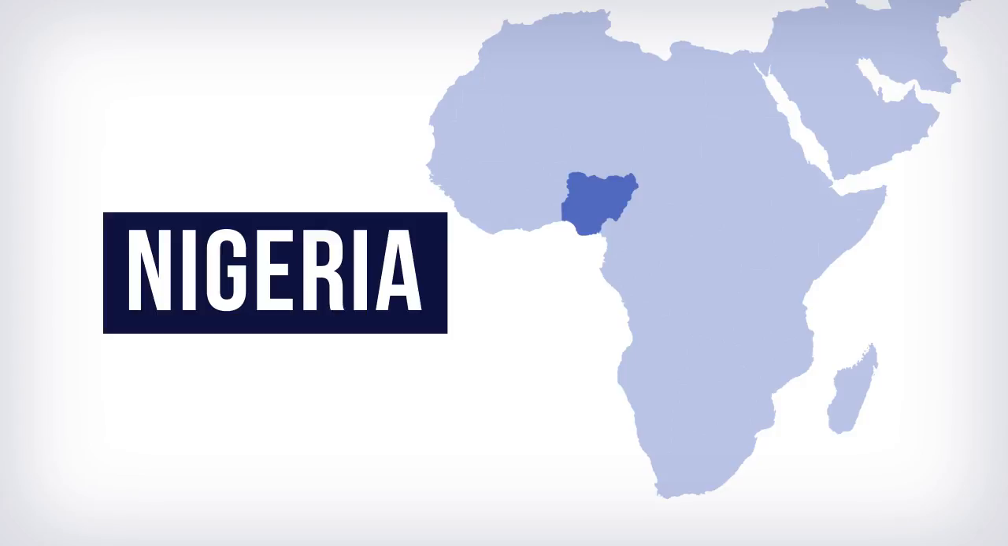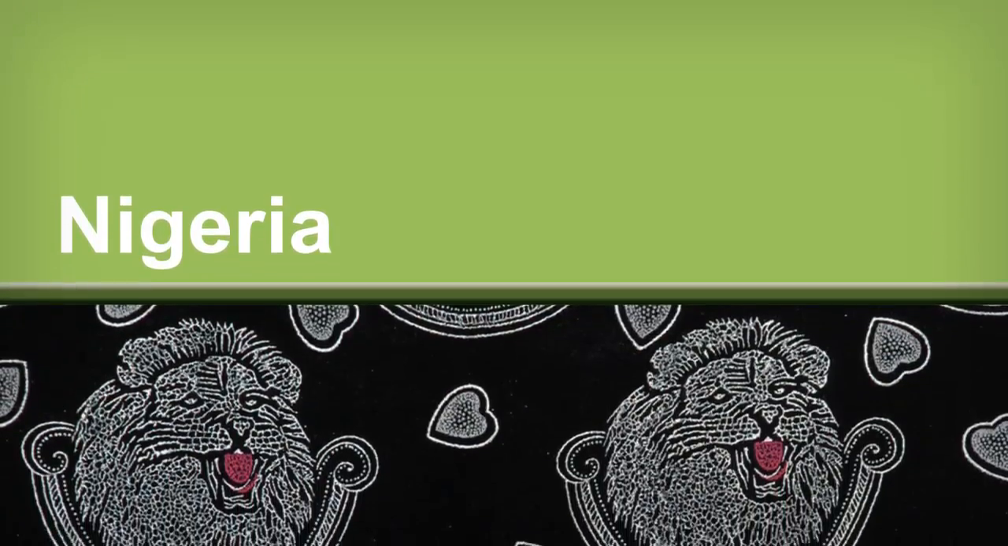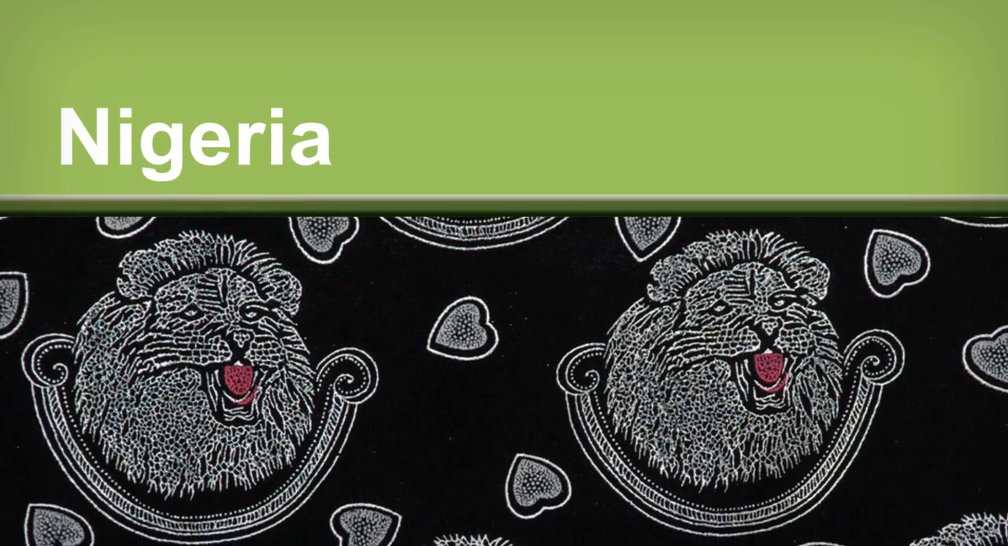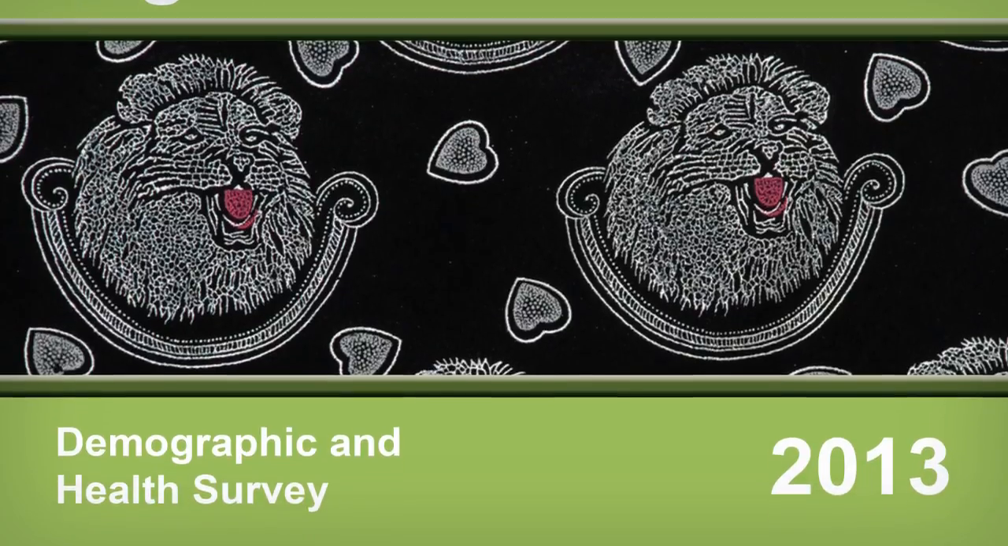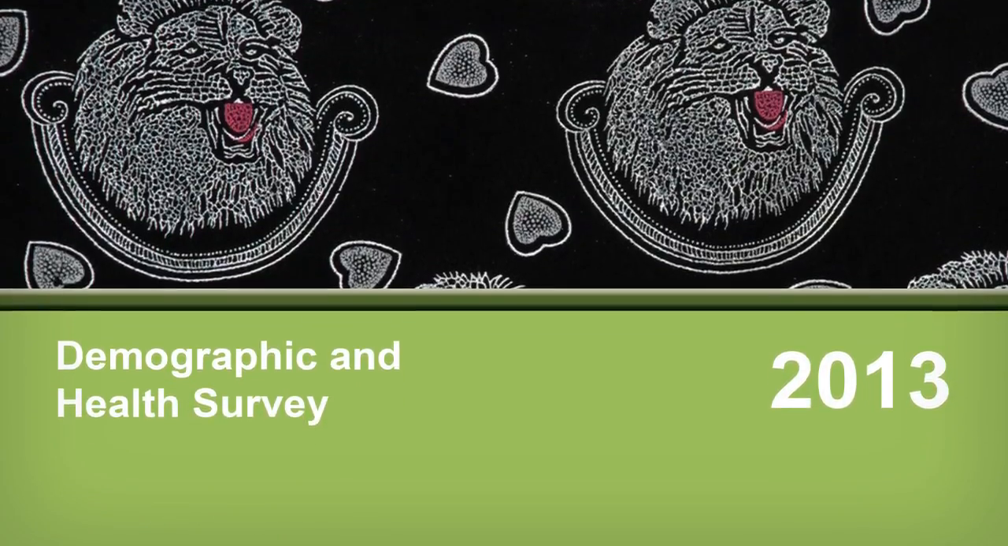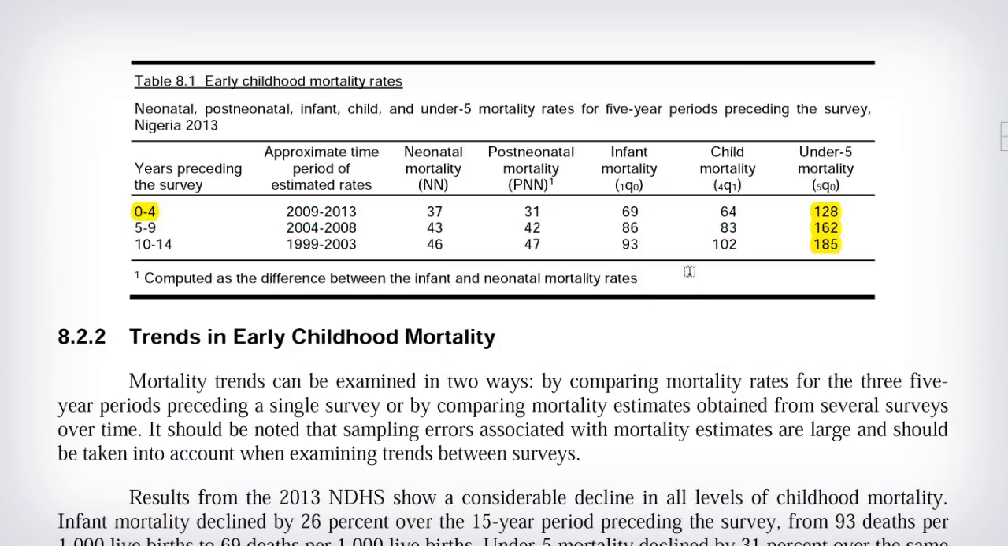Let us now look at two examples. First one is Nigeria, where you have a recent demographic and health survey in 2013. Within the report that is publicly available, we can go directly to the chapter related to the child mortality. And on the table where you see the recent 5-year periods, in this case for Nigeria, and the previous 5 years before the survey, you have a child mortality of 128 per 1,000 live births.